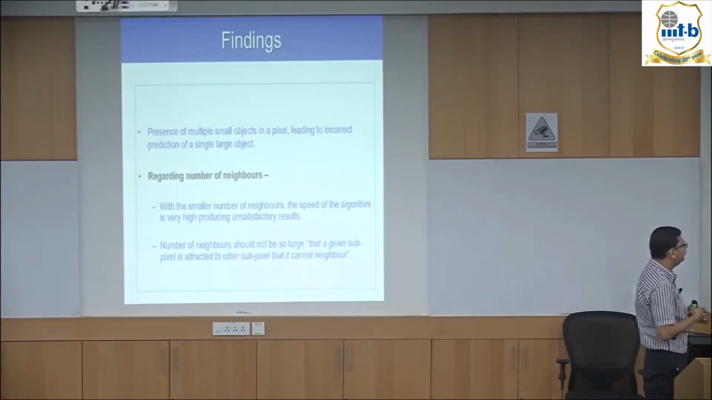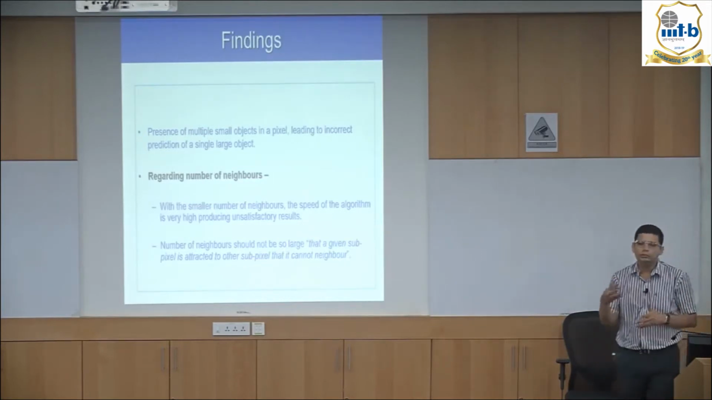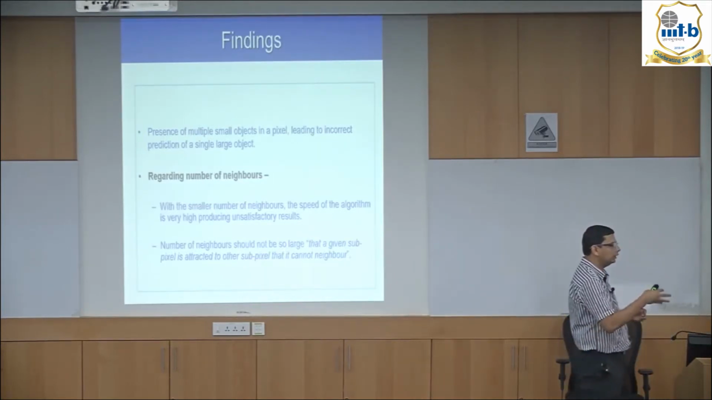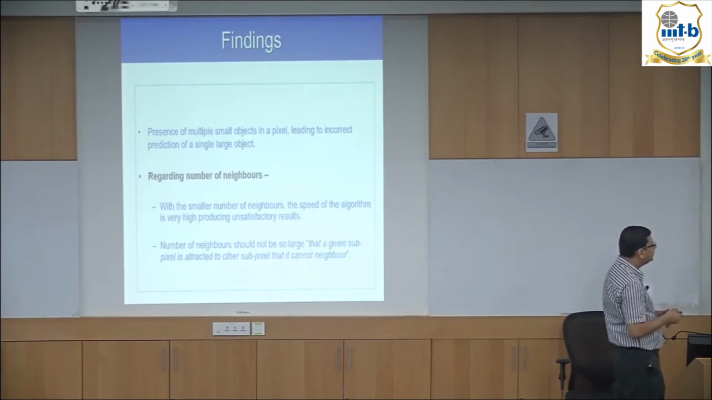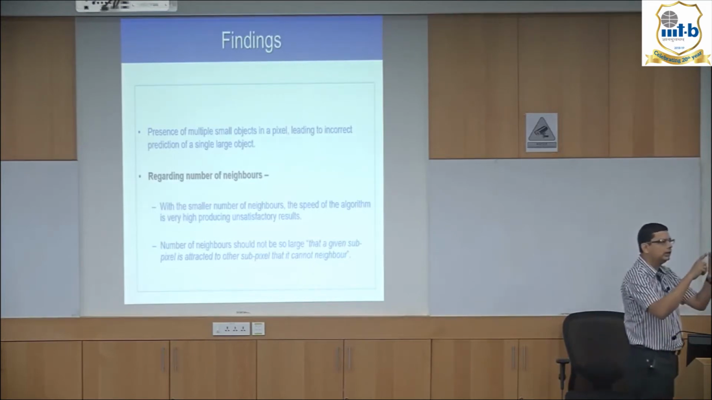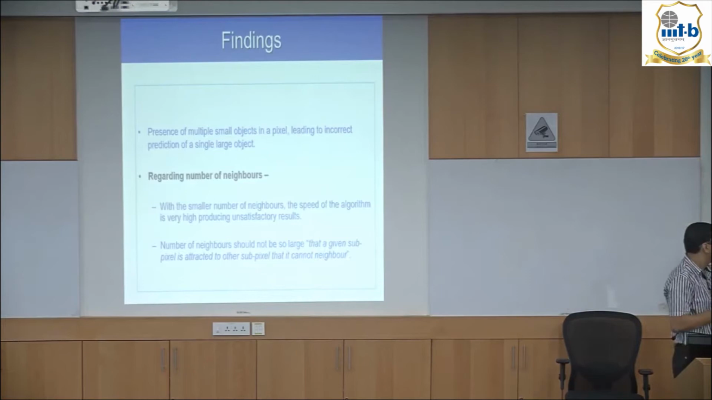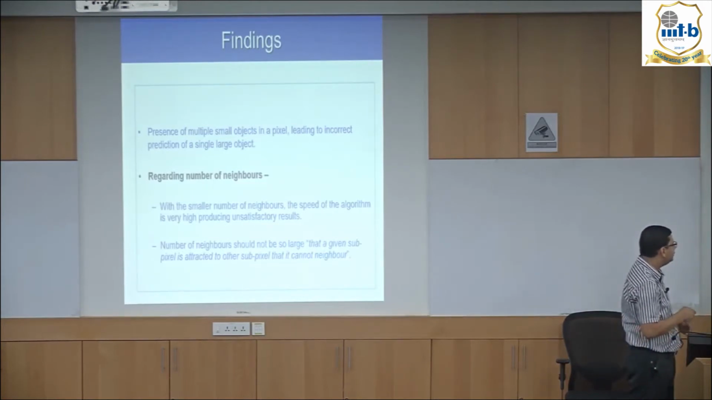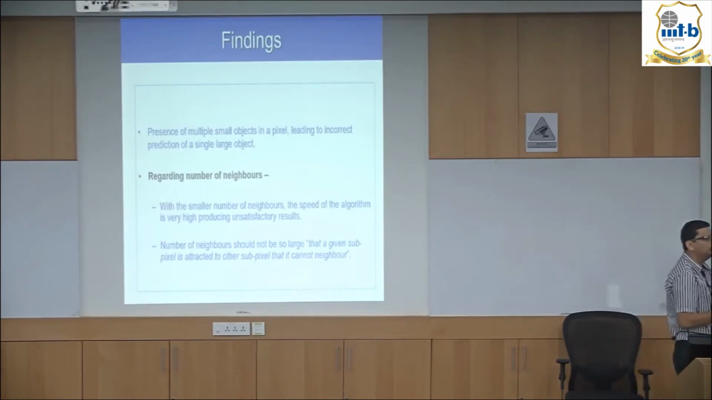if the number of neighbors is very low, the speed of the algorithm is good, but the output is not very satisfactory. And the other precaution is that the number of neighbors, that is the kernel size or window size, should not be so large that a given subpixel is attracted to other subpixels that it cannot neighbor. So that is one of the limitations of the algorithm.